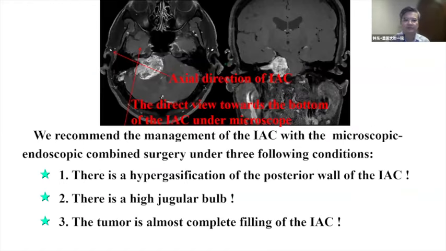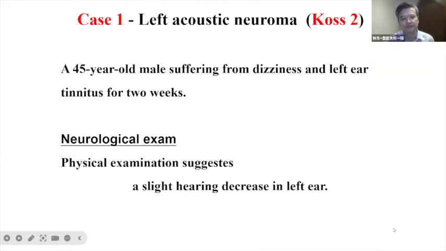We recommend the management of IAC with the microscopic endoscopic combined surgery under the three following conditions. One, there is a high hypogasification of posterior wall of IAC. Two, there is a high jugular bulb. Three, the tumor almost completely fills the IAC.